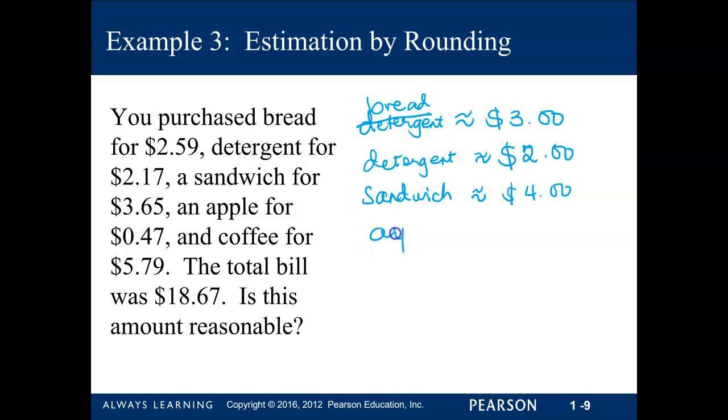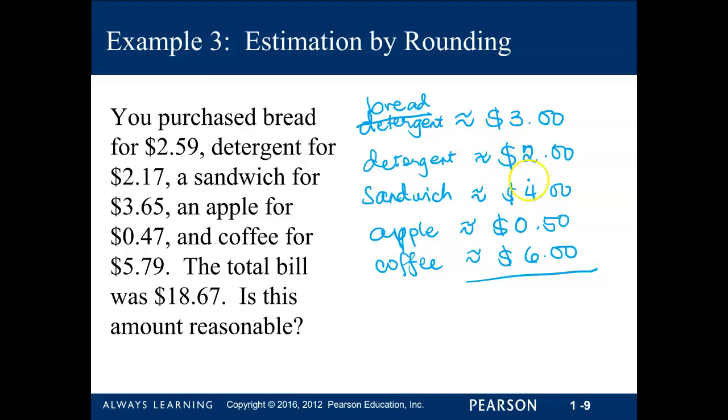Okay. Apple is 47 cents. So the apple, we can round it off to the nearest 50 cents. That's an easy add. And then the coffee is around $5.79. So let's put it up to $6. Okay. If you do a quick math on this, 3 and 2, that's a 5, and then a 4, which is a 9, 9.50, and then you have a $6. So roughly, you should just be paying around $15.50.